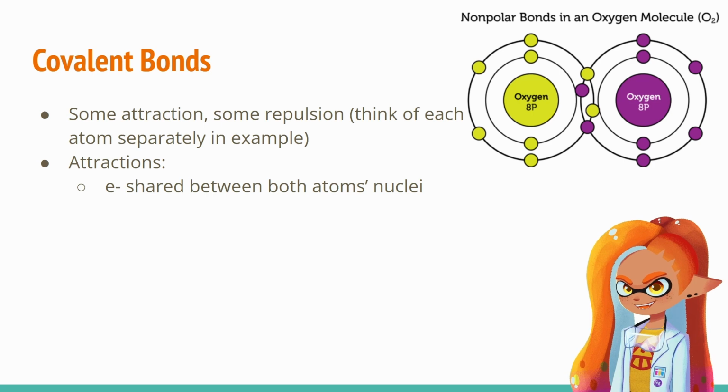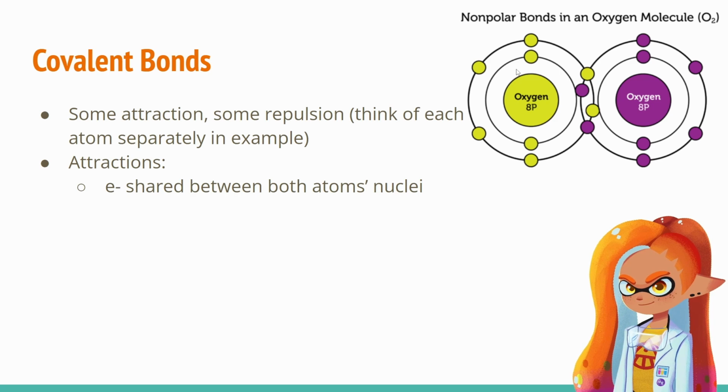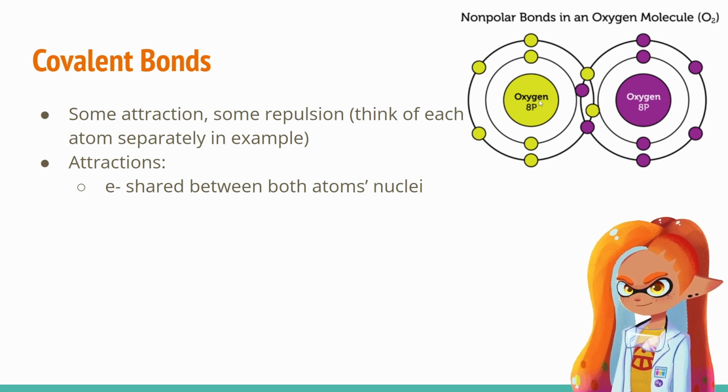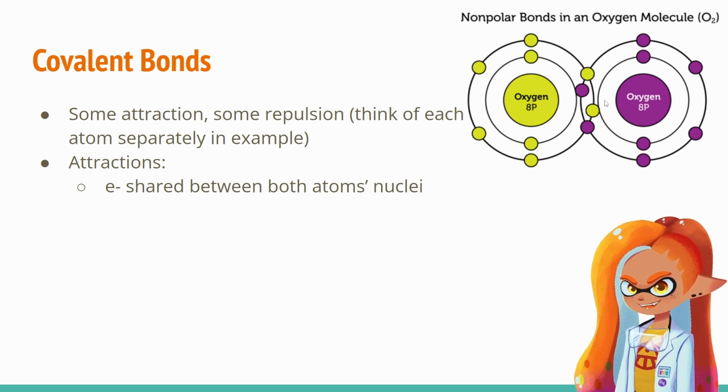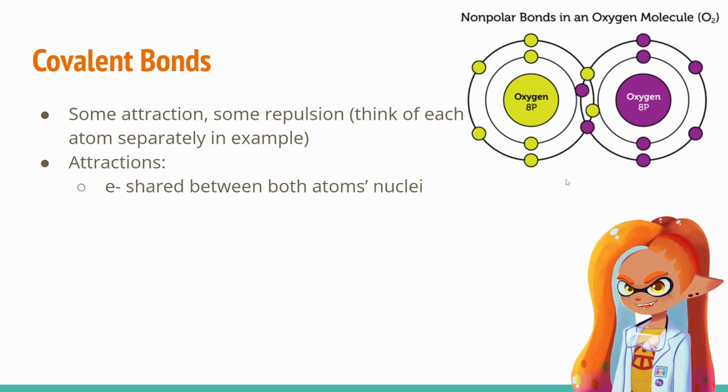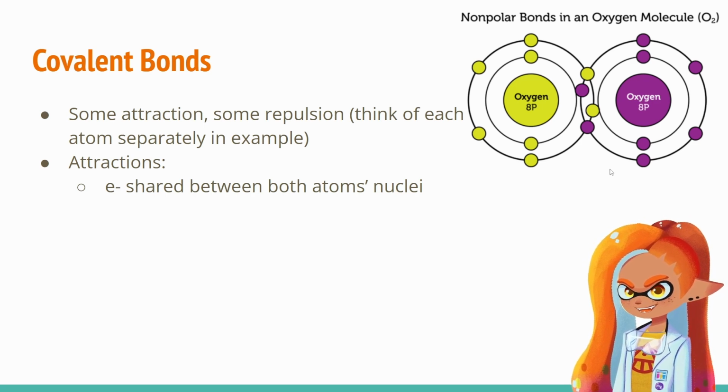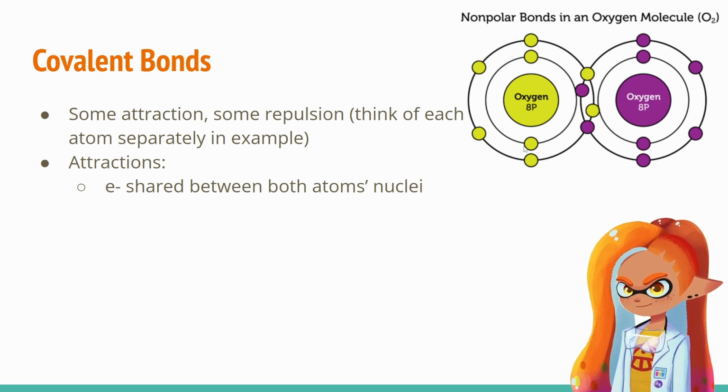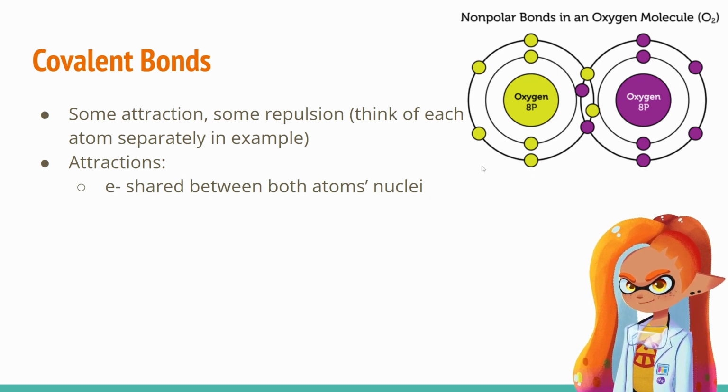We have the electrons shared between both atoms and the nuclei. In this example, we have the yellow electrons from the yellow oxygen over here, and then we have the electrons that are all in purple for the purple atom. You can see in the middle, we have these electrons here, and they're shared between both atoms. These electrons are shared because it fills the octet for the valence electrons, and it also fulfills the electron configuration if I think about them individually. And so the electrons are shared because of that.